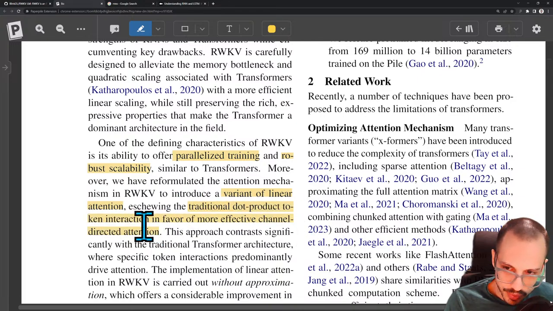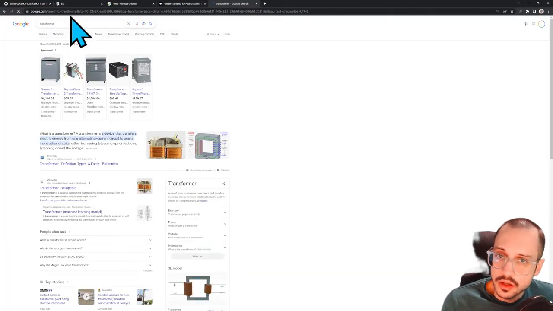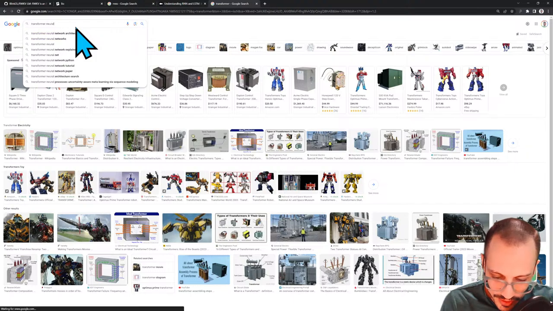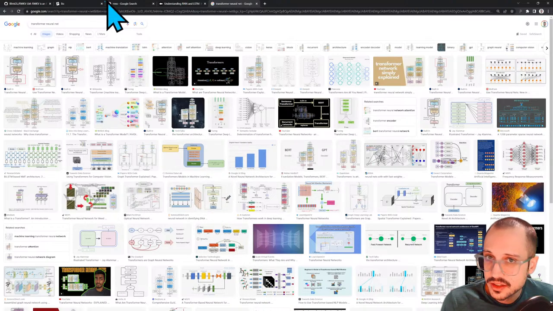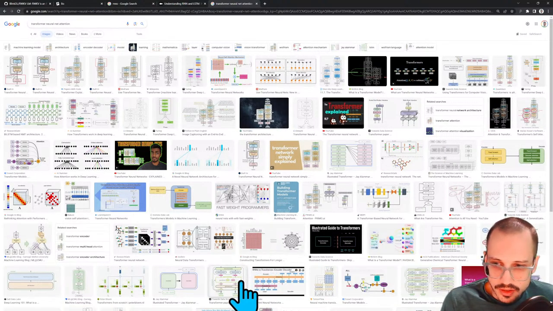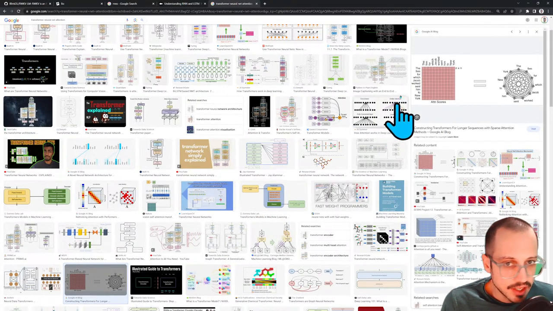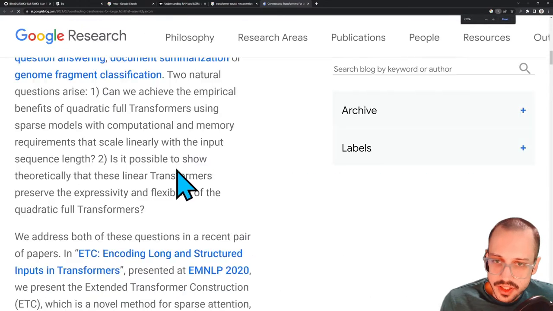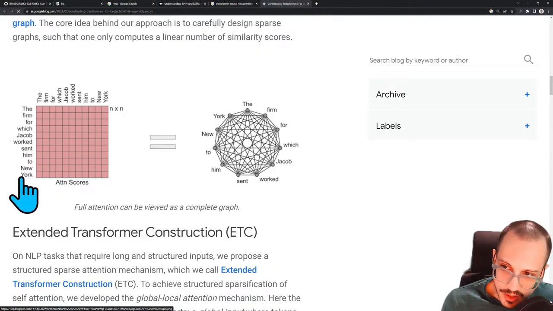So what do they mean by dot product token interaction? So in a transformer, look at that. This is like an actual transformer neural net. Let's look for a nice little pic. Transformer neural net attention. I can't get a single attention map. Where is an attention map? Over here. Here we go. This is one. Sure, let's do this. So this is the sequence, right? The firm for which Jacob worked sent him to New York. So this is the sequence. This is the sequence again.